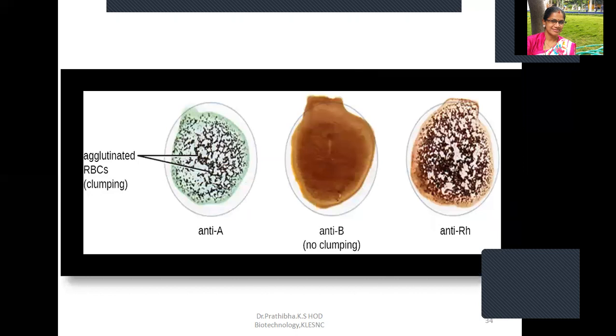See here also, you can see the same reaction with more clarity. Agglutinated RBCs are clumping here, whereas in the second circle you can see a very clear solution. There is no agglutination at all. Whereas in this case agglutination can be seen, and in this case agglutination can be seen. So what kind of blood group is this? This is A positive. This is the A positive blood group. Here there is no clumping, and in both the other circles you can see the clumping.